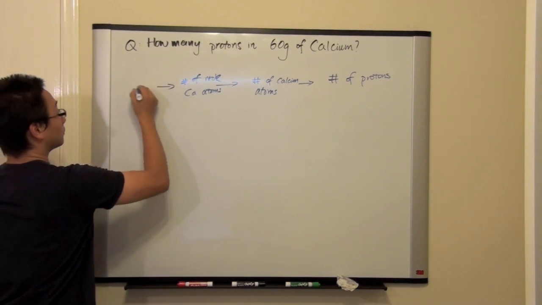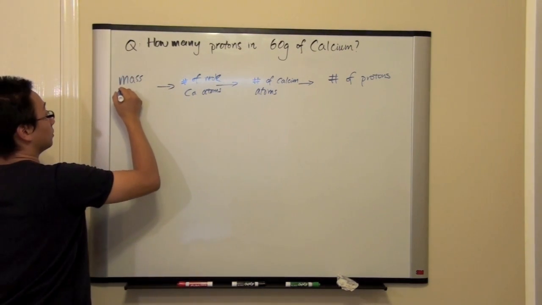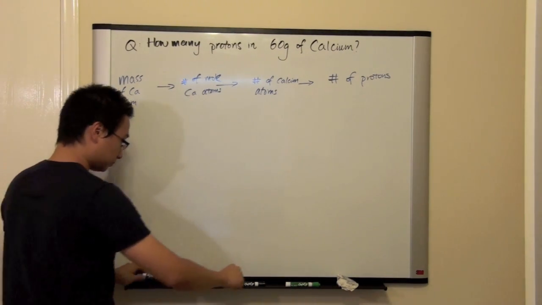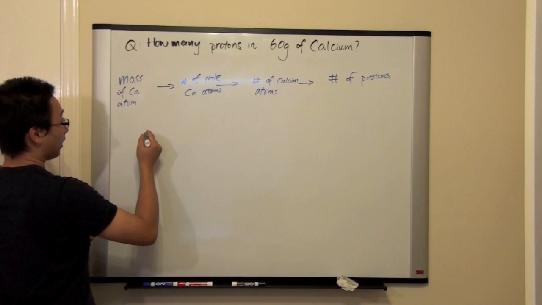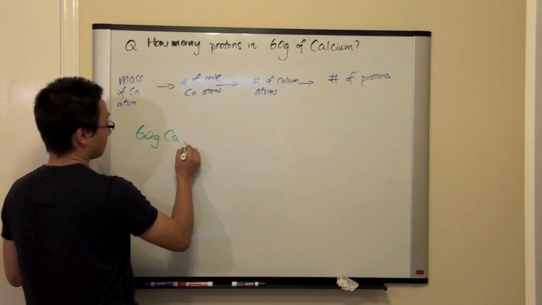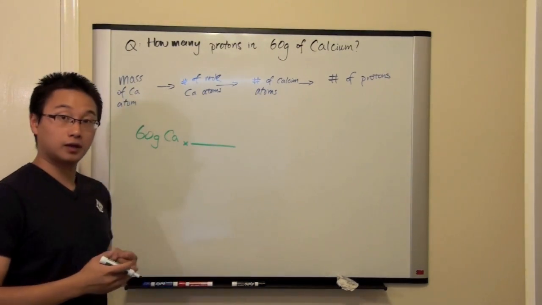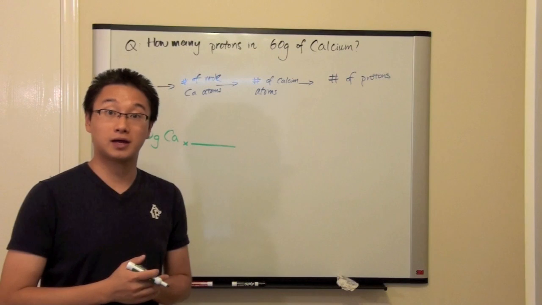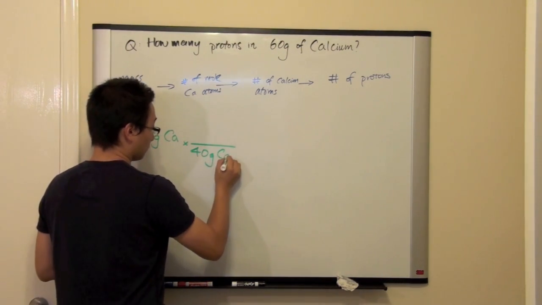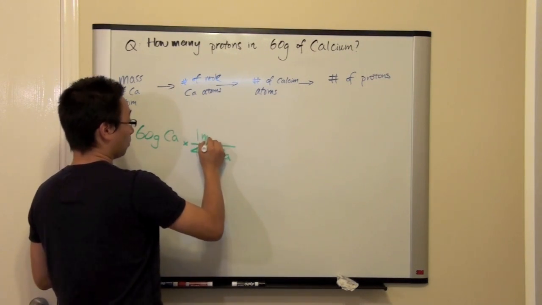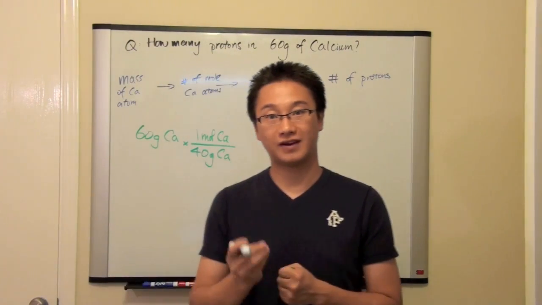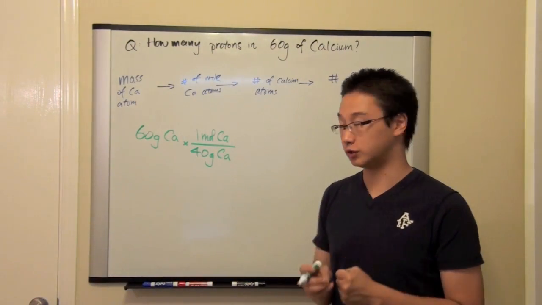So we start off with the mass of calcium atoms, which is the given. We have 60 grams of calcium. And we can refer to the periodic table to find out the molar mass of calcium, and we would find out that there are 40 grams of calcium in 1 mole of calcium. Make sure the conversion factor provides a valid statement. It must be in a valid relationship.